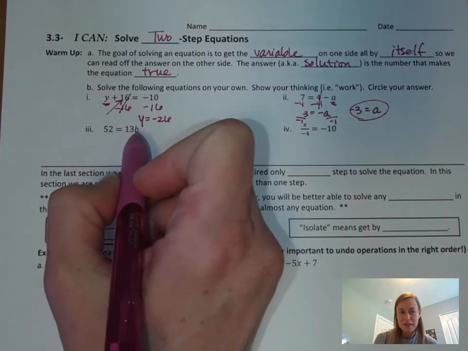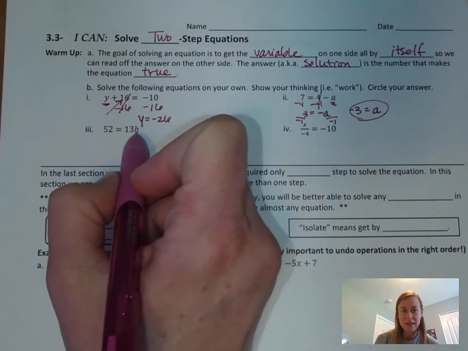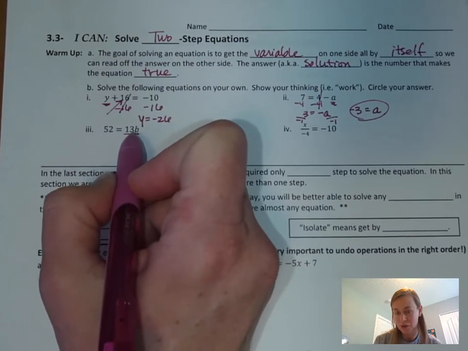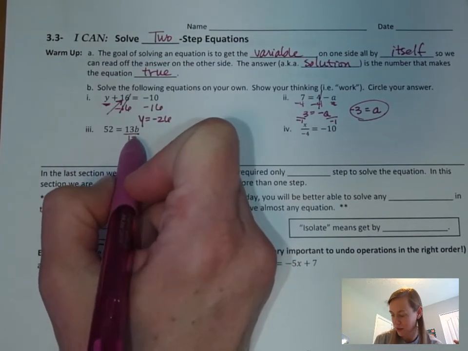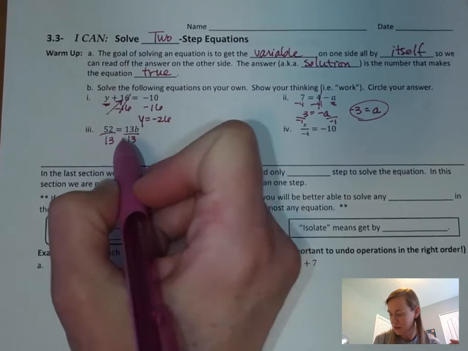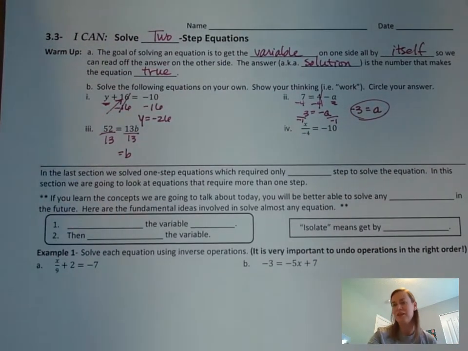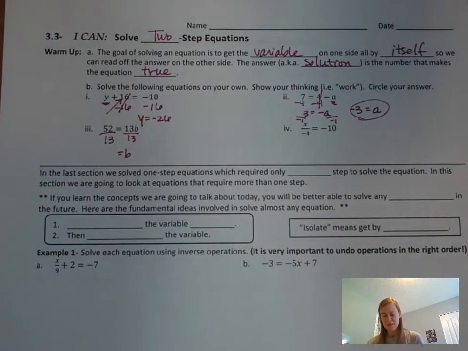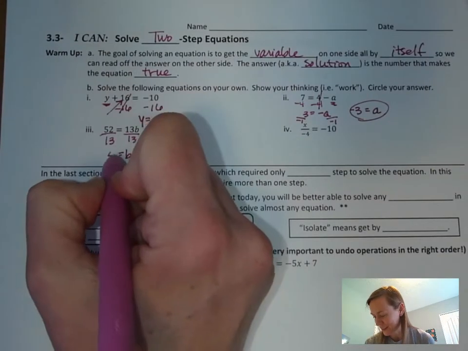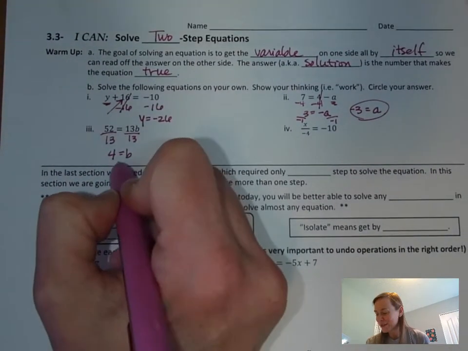52 equals 13b. So this is multiplying right here, which means to get rid of the 13, we're going to have to do the opposite of multiplying, which is dividing. Divide by 13, divide by 13. And so b is going to equal, what is that? Oh, I don't know. 52 divided by 13 is 4. I should have been able to do that. Sorry, guys. 4 equals b.